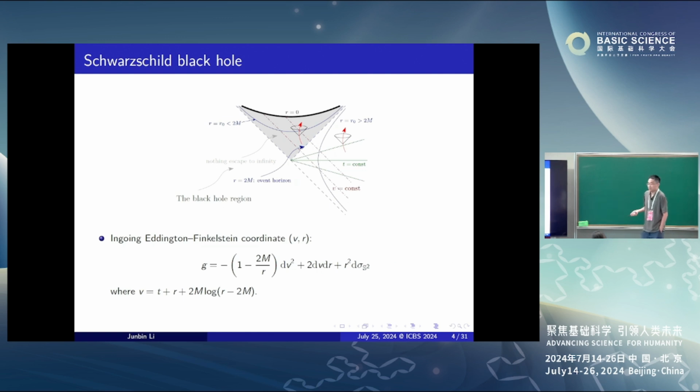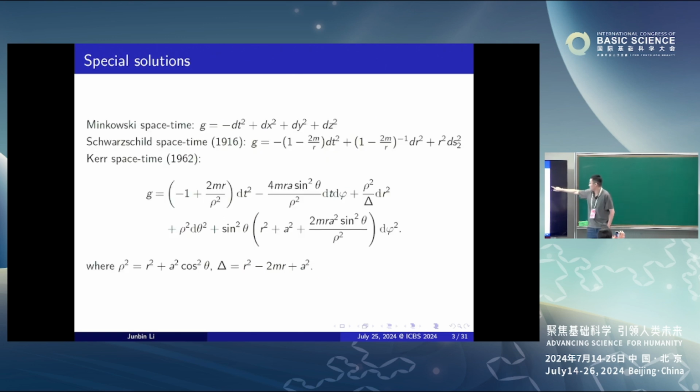The Schwarzschild solution is a very good model to introduce the black hole. We just need to do a very simple coordinate transformation, like the ingoing Eddington-Finkelstein coordinates (v, r), where v equals t plus r star, and r star is r plus 2m log(r minus 2m). Then you can see the metric g takes this form. The difference is that in this form, the metric coefficients no longer degenerate at r equals 2m.